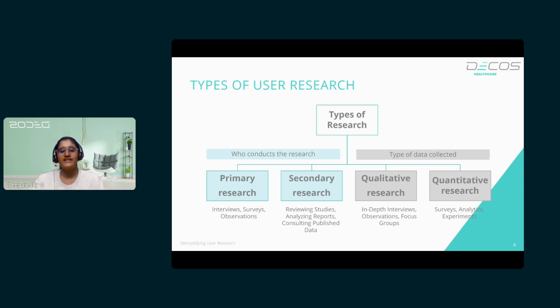So by effectively leveraging these types of research, we can develop a comprehensive understanding of what exactly the user needs and make more informed decisions for our designs. Primary and secondary research provide us the raw data that we are looking for, while quantitative and qualitative research offer different perspectives to analyze and interpret the data that we have gathered earlier. Together, these approaches enable us to create solutions that are both effective and aligned with user expectations.